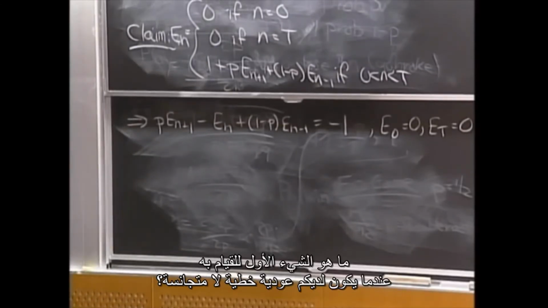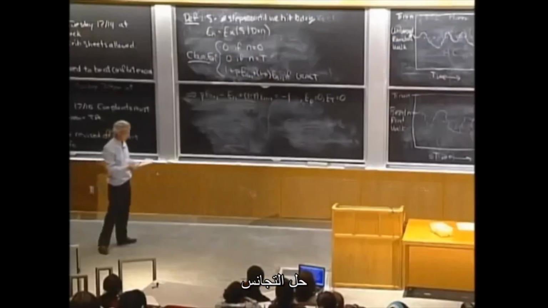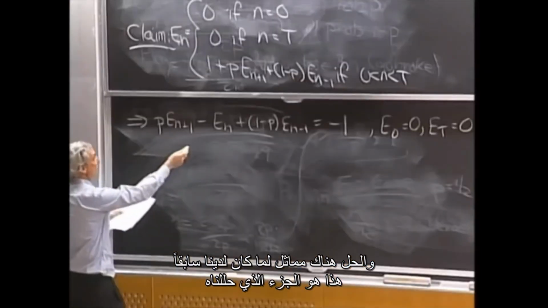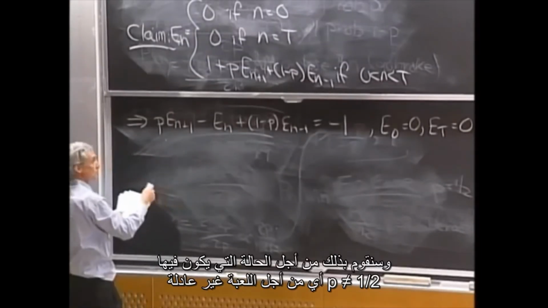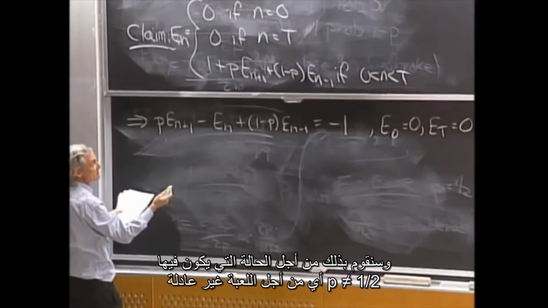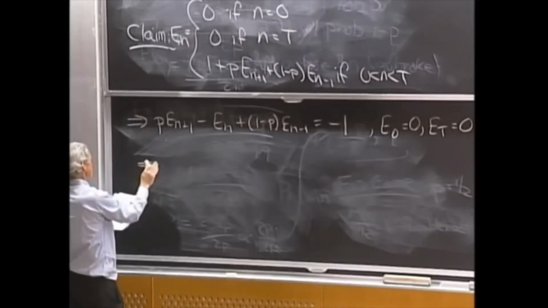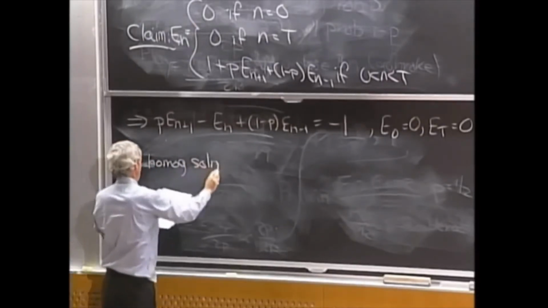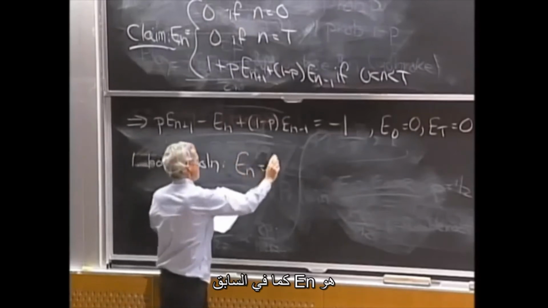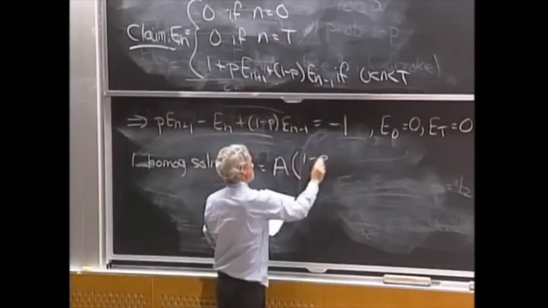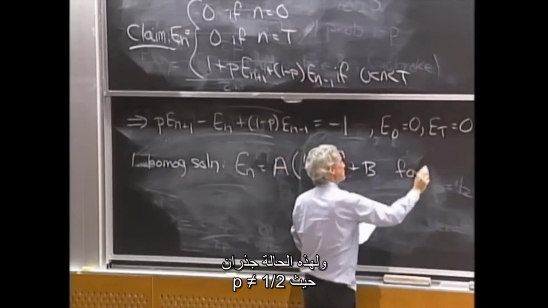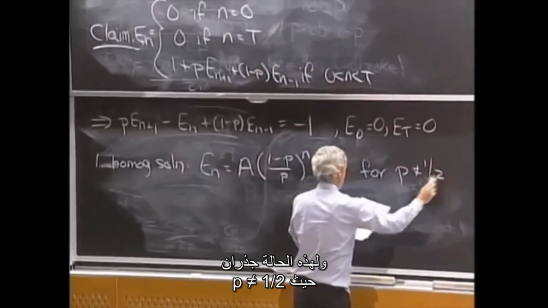What's the first thing you do when you have an inhomogeneous linear recurrence? Solve the homogeneous one. And the answer there, well, it's the same as before. This is the part we analyzed. And we'll do it for the case when p is not a half, so the unfair game. So the homogeneous solution is E_n just from before, same thing: a times ((1 minus p) over p) to the n plus b. And this is the case with two roots. p does not equal a half.